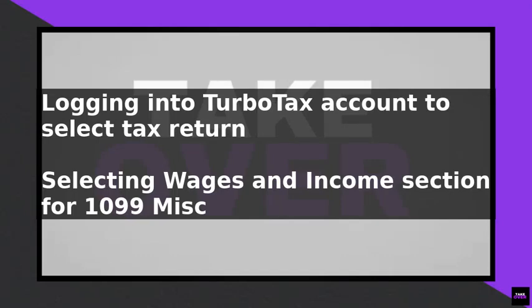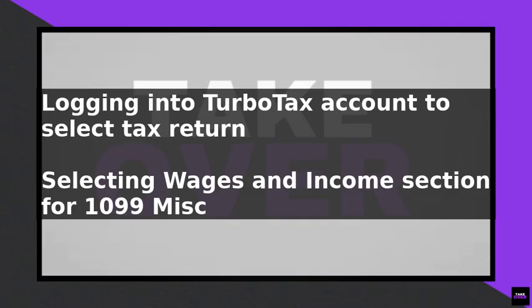To add a 1099 Misc on TurboTax, start by logging into your TurboTax account and selecting the tax return you want to work on. Once you are in the tax return, click on the Wages and Income section. In this section, you will see a list of income types, including 1099 Misc. Click on the Start or Update button next to 1099 Misc to begin the process.